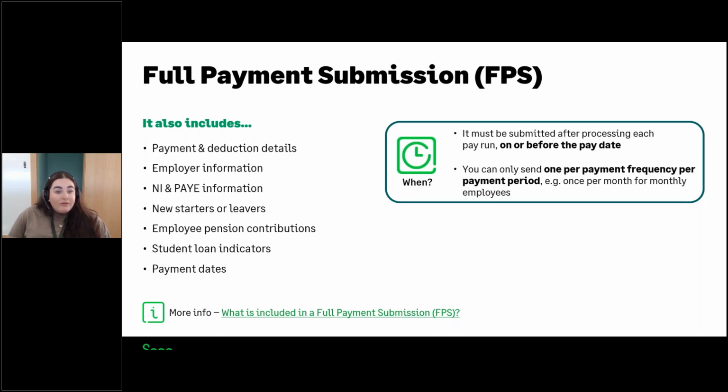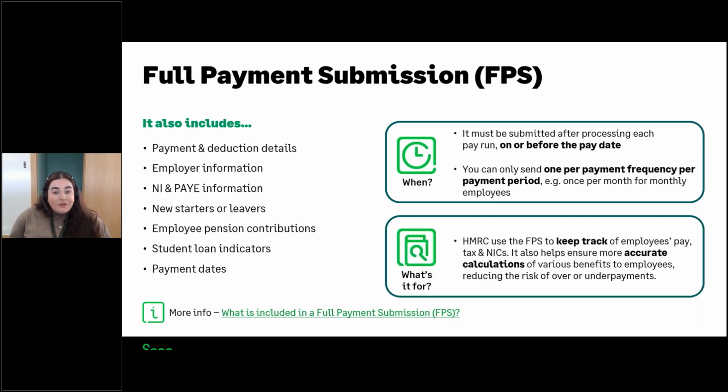But if you do run a payroll where you've got monthly and weekly staff, what you would do is send 1 FPS, including all of your monthly employees when you process them. Then each week, when you process your weekly staff, you would send an FPS including all of your weekly employees each week. And what is the FPS used for? Well, HMRC do use the FPS to keep track of the employees' pay, tax, and of course national insurance contributions. And it also helps to ensure more accurate calculations of various benefits to the employees, so it can help to reduce the risk of any overpayments or underpayments.